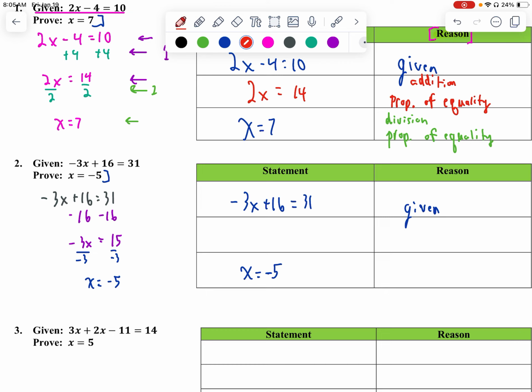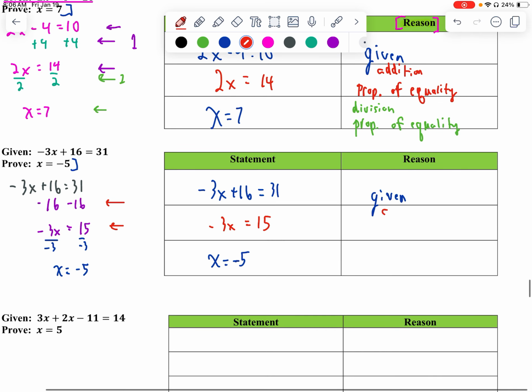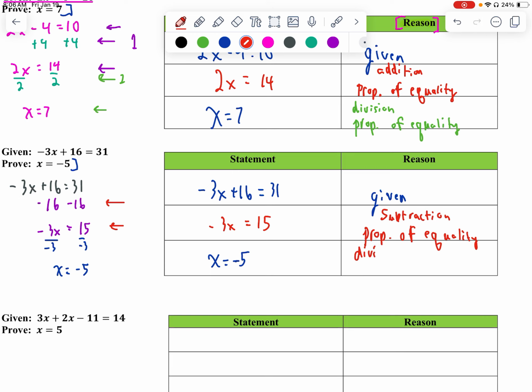Now going back through this, we can see that we started with our given, and the first thing that we did is we subtracted 16 on both sides, and that got us to -3x equals 15. And we used the subtraction property of equality to get there. Subtraction. And then after we subtracted, all we had to do was divide both sides by -3 to get x equals -5. So that last step was the division property of equality.